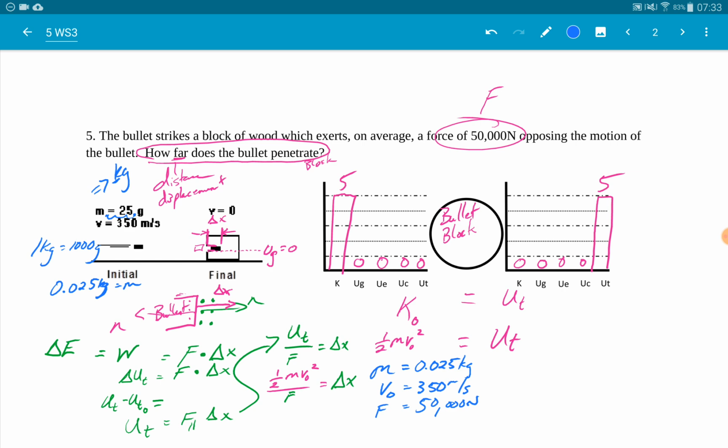Grab your calculator, do that with me. And I get delta x is equal to 0.030625. I'll just round it right there. 0.03 meters, and it's just in meters.